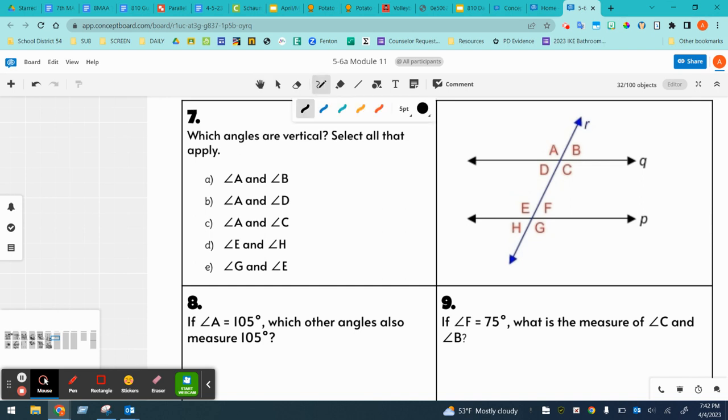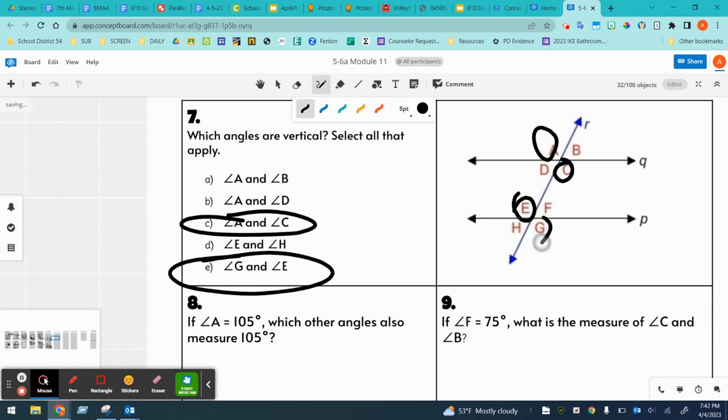When you stopped and looked to see which are the vertical angles, I hope you chose angles A and C because they are opposite each other, as well as angles G and E because those are once again opposite from each other and they share a vertex. So you should have picked C and E as your answer choices.